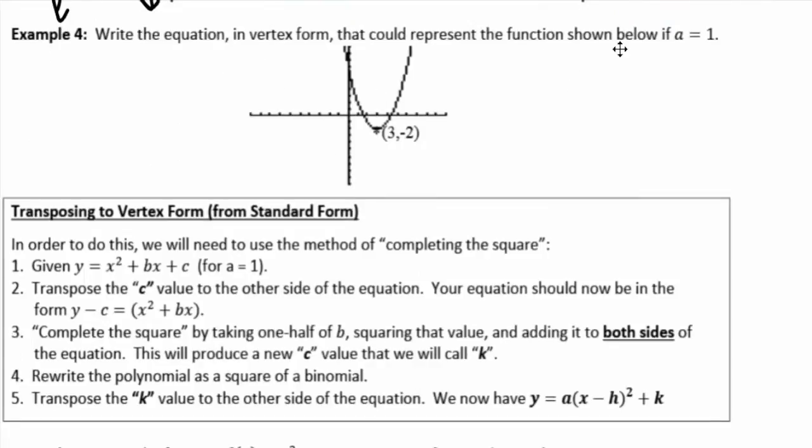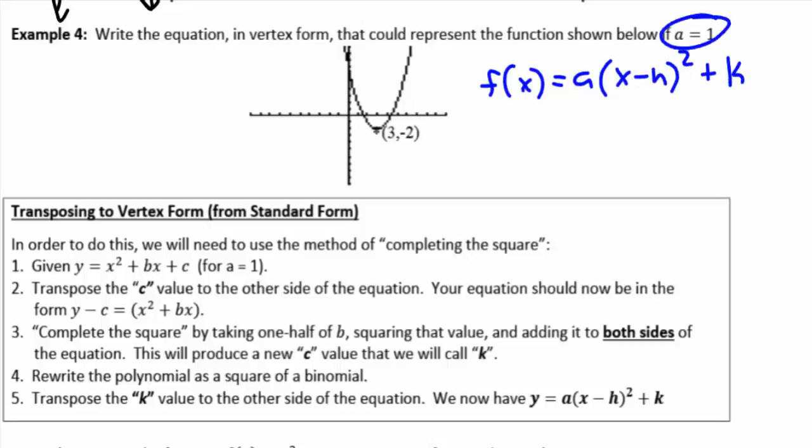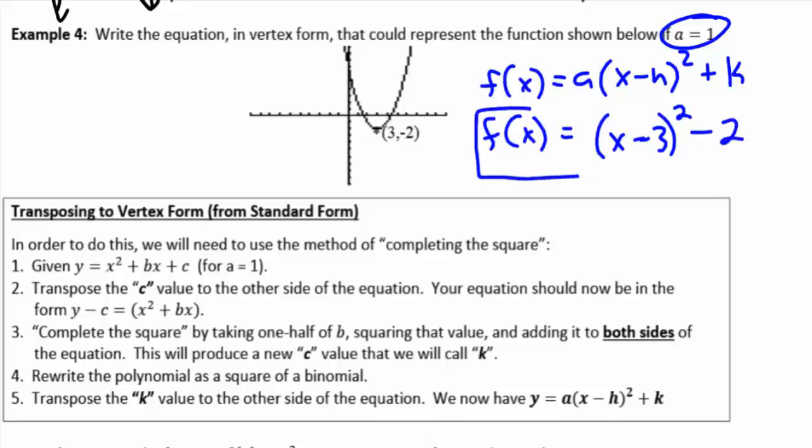All right, write this equation in vertex form. So now we're going backwards. Well, we're given the vertex. All right, so I know it's f of x equals a times x minus h squared plus k. Now a is 1. They said a equals 1. So I don't really need to write anything there. x minus h. Now h is 3, so x minus 3 squared, and then plus k, but k is negative 2, so minus 2. So there's our function.